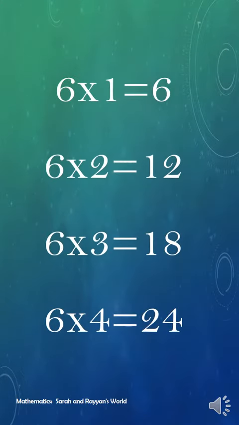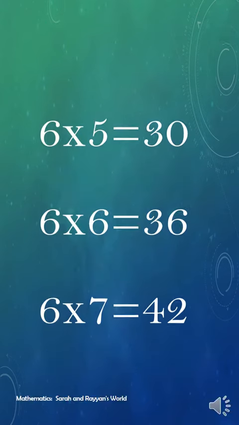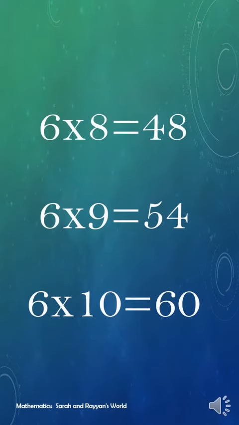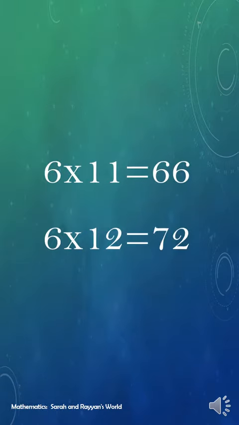6 times 1 is 6, 6 times 2 is 12, and 6 times 3 is 18, 6 times 4 is 24. 6 times 5 is 30, 6 times 6 is 36, and 6 times 7 is 42. 6 times 8 is 48, 6 times 9 is 54, and 6 times 10 is 60. 6 times 11 is 66, and 6 times 12 is 72.